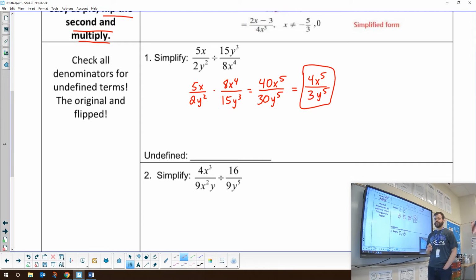All right, now let's talk about undefined. Whenever we do undefineds for division, we need to check all denominators there have ever been. So we need to check what used to be a denominator as well. So whenever we look for undefineds, we're going to look at what is a denominator currently, but we're also going to look at what used to be a denominator to find my undefined.